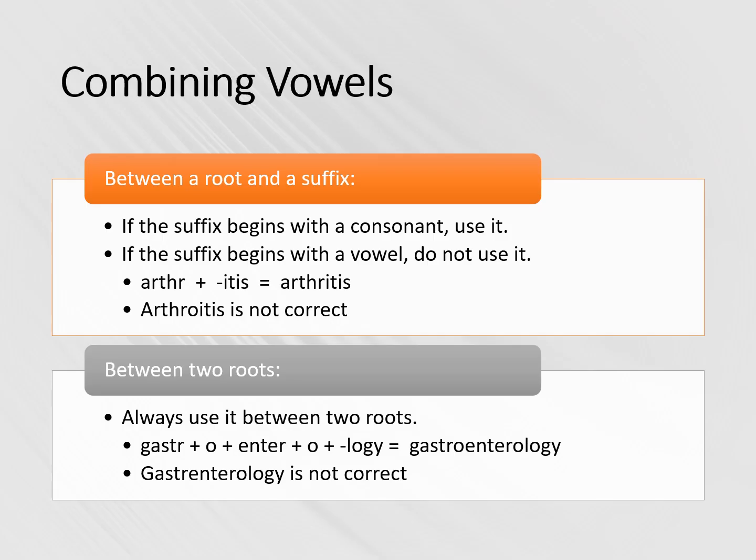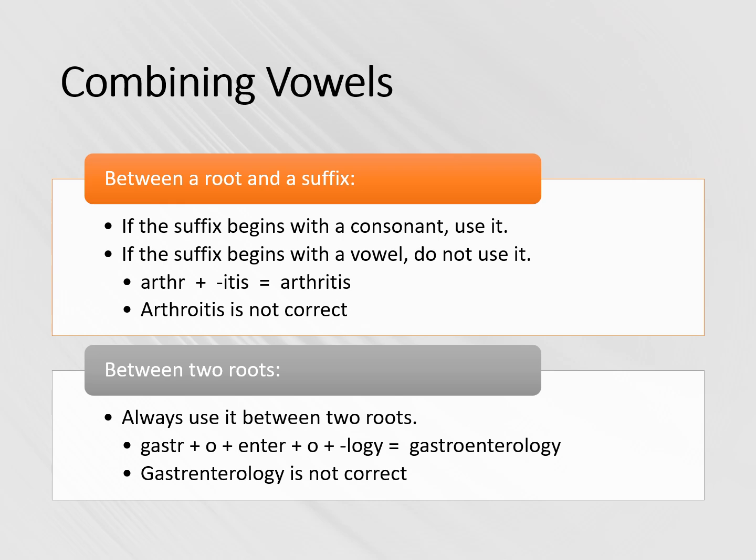Combining vowels are not always necessary. To decide if one is needed between a word root and a suffix, you must look at the first letter of the suffix. Do not use a combining vowel between a word root and a suffix if the suffix begins with a vowel. For example, the correct way to combine the word root arthr and the suffix itis is arthritis, not arthroitis.